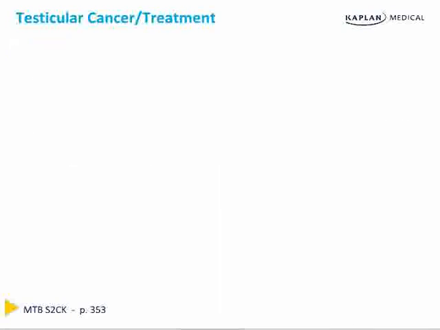The treatment of testicular cancer is largely surgical. Remember that once a testicular mass is concerning for testicular cancer, the next best step is to perform an orchiectomy. So in that case, an orchiectomy is actually both diagnostic and therapeutic, because remember, a biopsy is never appropriate in a testicular mass concerning for cancer.